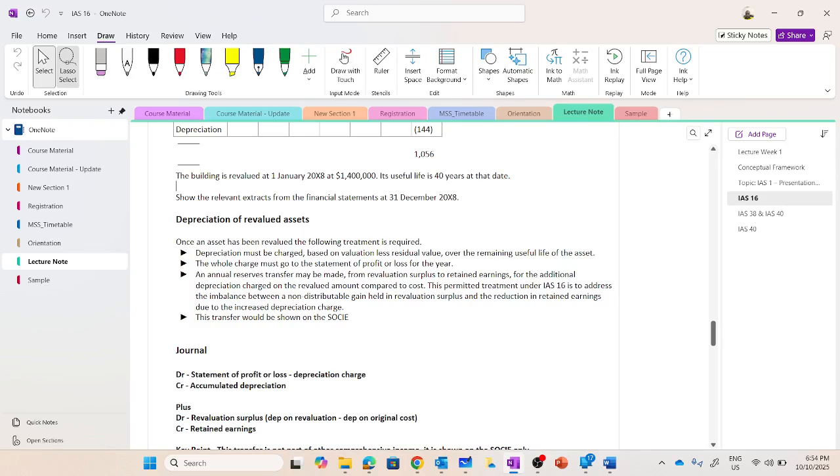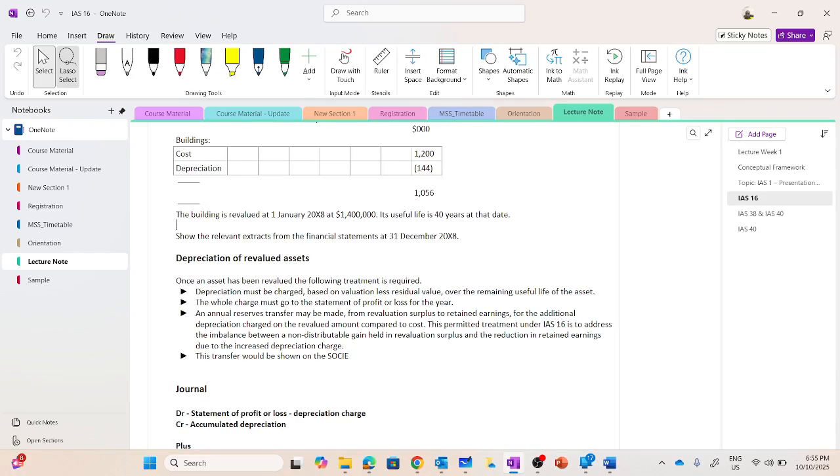For the additional depreciation charge on the revalued amount compared to cost, this permitted treatment under IAS 16 is to address the imbalance between a non-distributable gain held in the revaluation surplus and the reduction in the retained earnings due to the increase in depreciation charge. So this transfer will be shown on the statement of changes in equity.